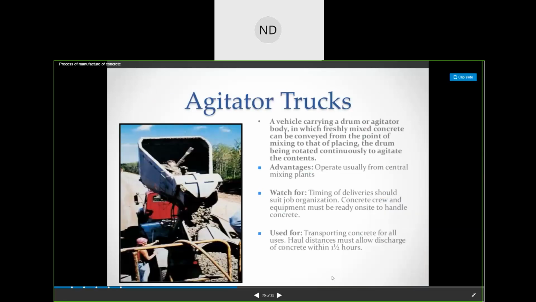Agitator trucks are what? A vehicle carrying a drum or agitator body in which freshly mixed concrete can be conveyed from the point of mixing to the place of placing, the drum being rotated continuously to agitate the contents. So it keeps agitating while simultaneously taking the concrete to the area of construction. What is the advantage of using this agitator truck? It usually operates from central mixing plants. Watch for timing of delivery. The job organization's concrete crew and equipment must be ready on site to handle the concrete.